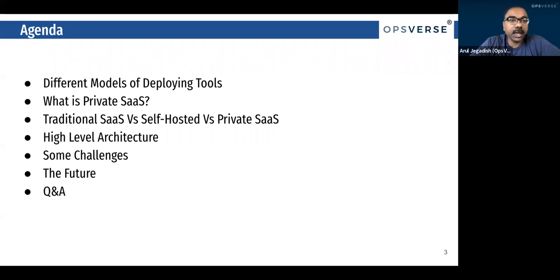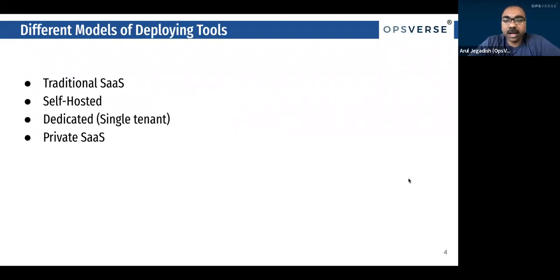We'll not be referring to general software as a service in other domains. Now, that said, here is a quick look at the agenda for today. We'll start the discussion by looking at the different models of deploying tools that are available today. Then we'll specifically go into details of private SaaS. We'll also touch on some aspects of private SaaS, like a high-level architecture. And if there are any questions, we can address those as well.